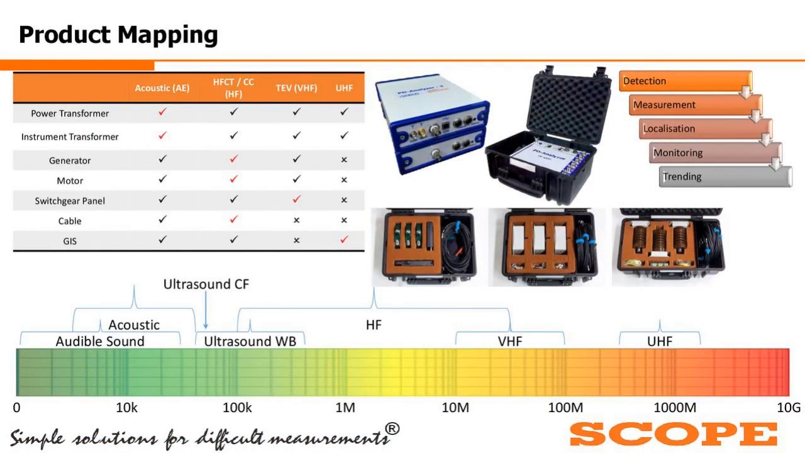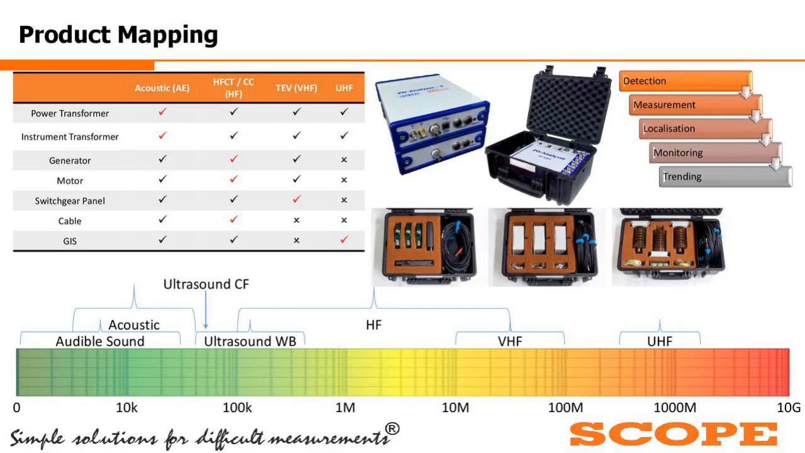Next come, again, PD analyzers. These are 3-channel and 6-channel, and they work in HF as well as UHF frequency ranges. The frequency ranges are software changeable, so you don't need to worry about that. These 2 particular kits, as you are seeing here, do all the purposes, just like the last one: detection, measurement, localization, monitoring, and trending.